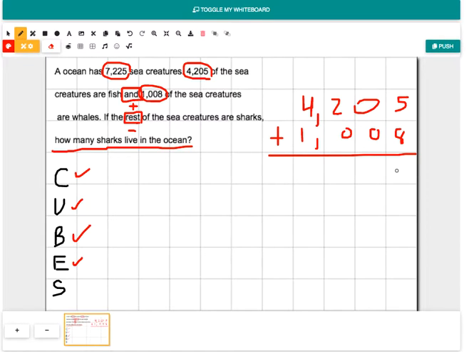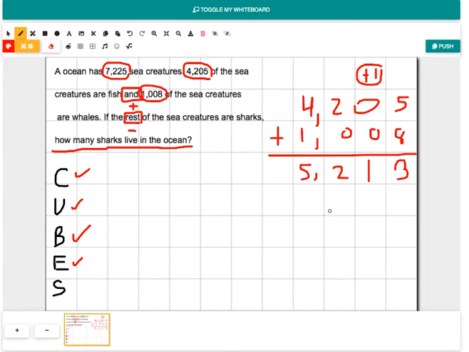5 plus 8 is 13. So put the 3. Carry the 1 next door. I like to put plus 1 so I remember to add it, because 0 plus 0 is 0. And sometimes they write 0 and they forget to do that plus 1. So we have to make sure that we remember to include this plus 1. So 1 plus 0 is 1. 2 plus 0 is 2. 4 plus 1 is 5. So we know altogether between the fish and the whales that there's 5,213.